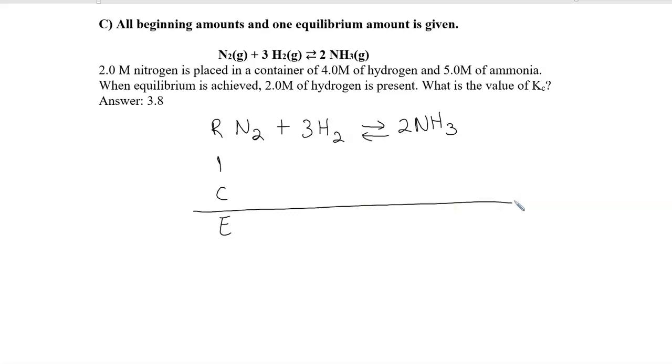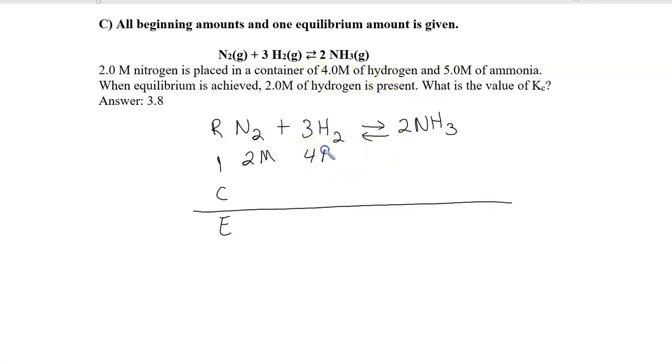It says a 2 molar of nitrogen is placed in a container. So if you're putting it in a container, that's probably the initial amount. It needs to be in atmospheres or molarity. It is in molarity, so we're good to go. I'm going to stress that because in a moment you're going to see moles. So it needs to be in molarity or atmospheres for the ICE tables. Okay, so that's 2, and then it's in a container that already has 4 molar hydrogen.